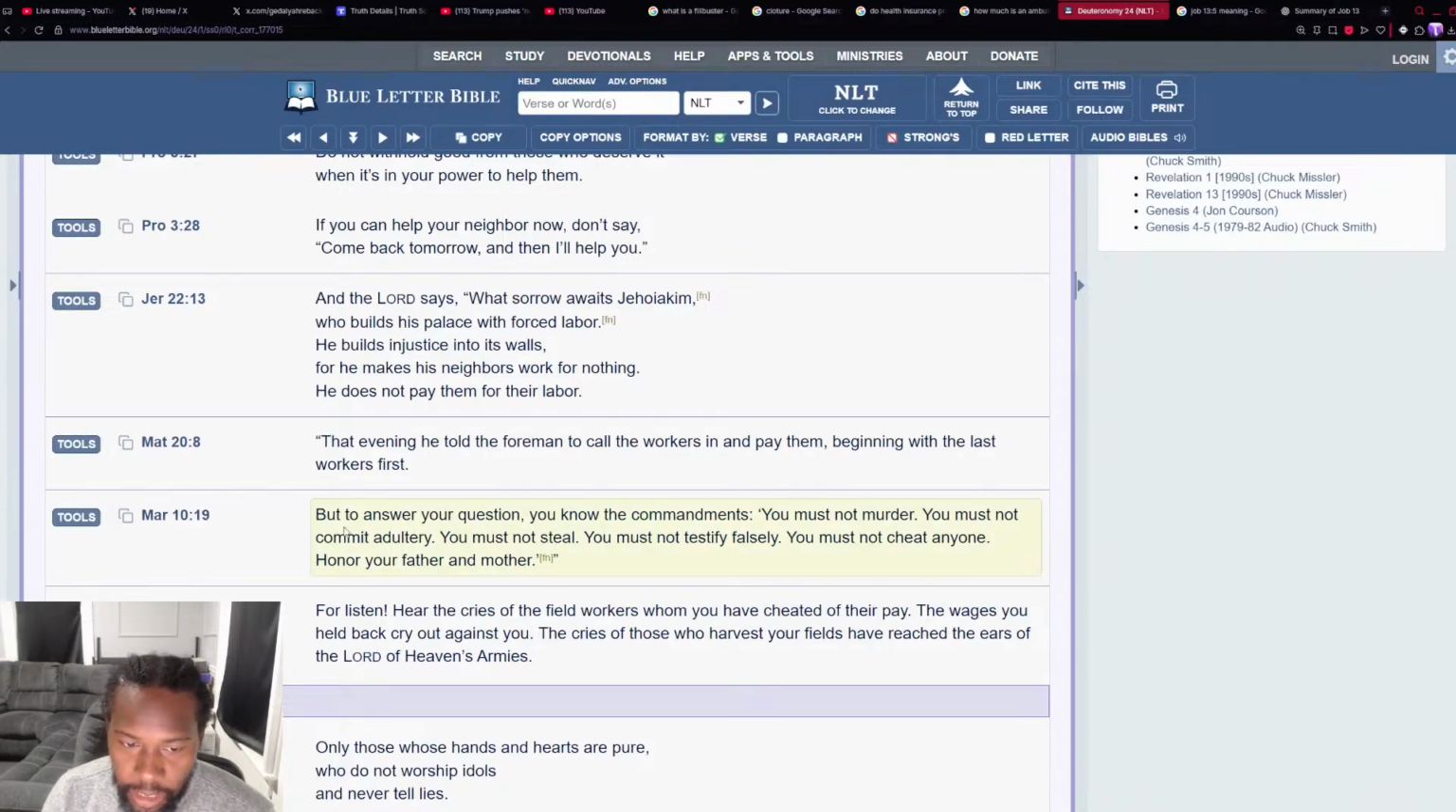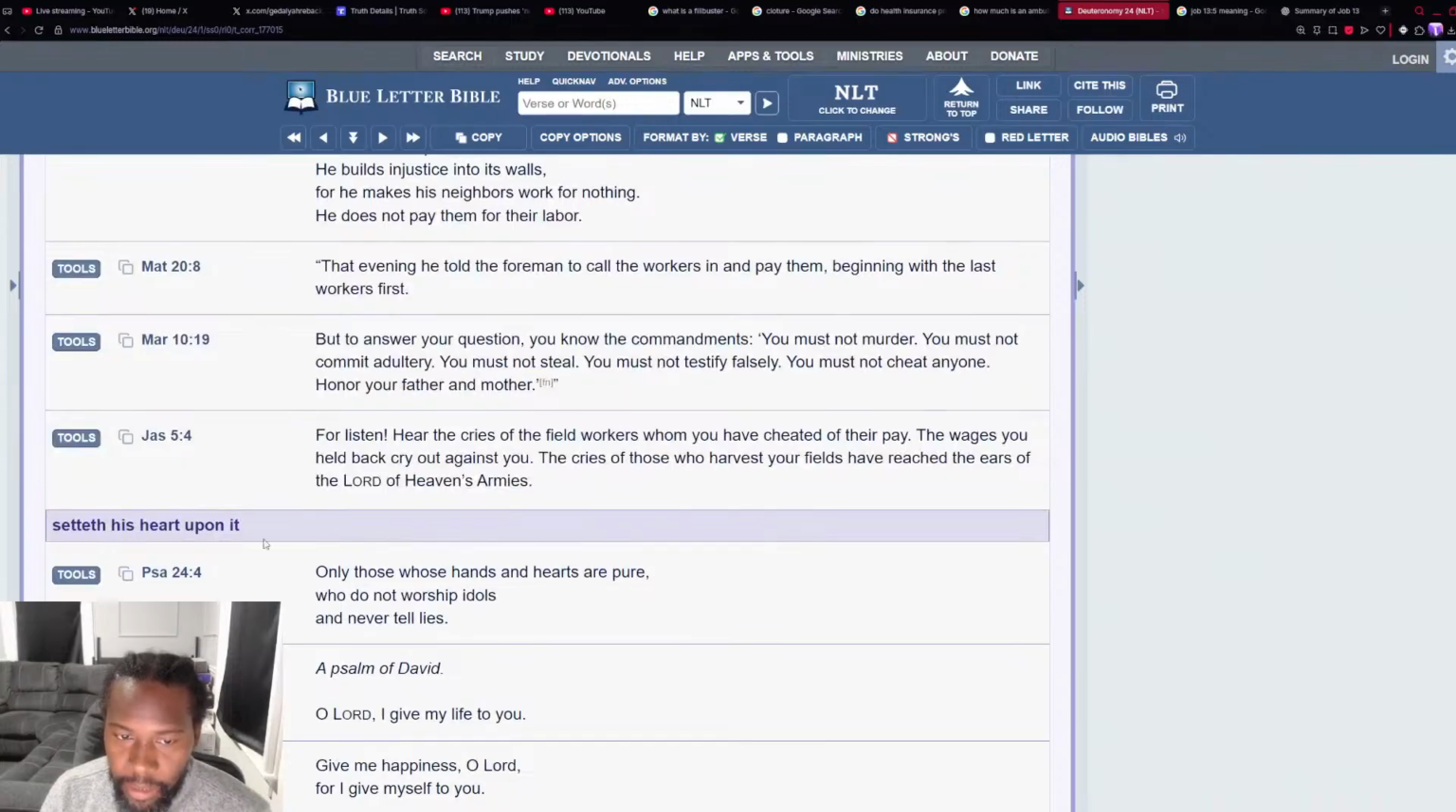Mark 10:19. But to answer your question, you know the commandments. You must not murder. You must not commit adultery. You must not steal. You must not testify falsely. You must not cheat anyone. Honor your father and mother. That's right. And you cheating everybody. Okay? He's getting free labor out of you.